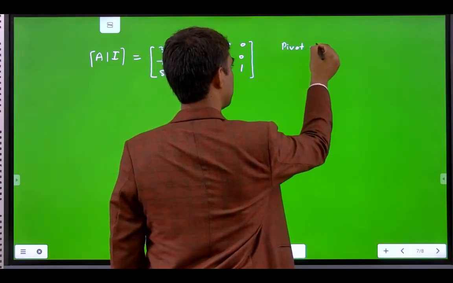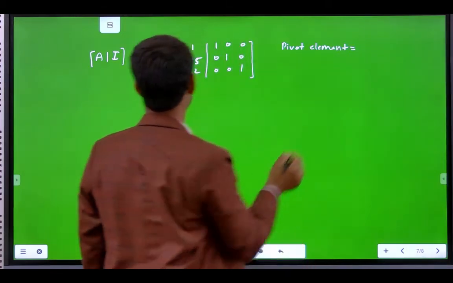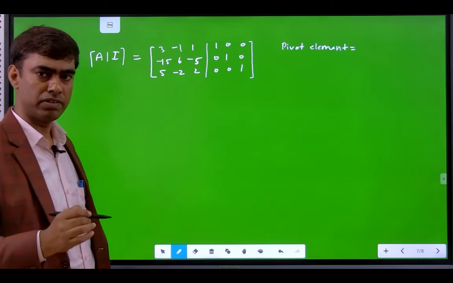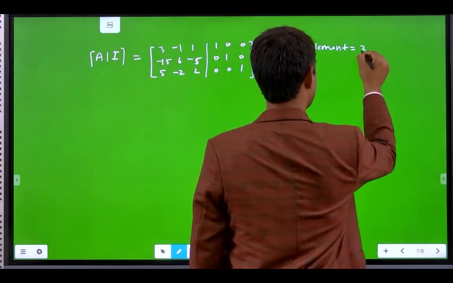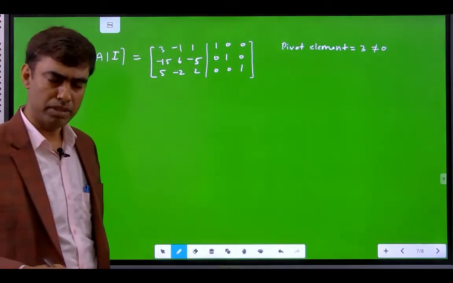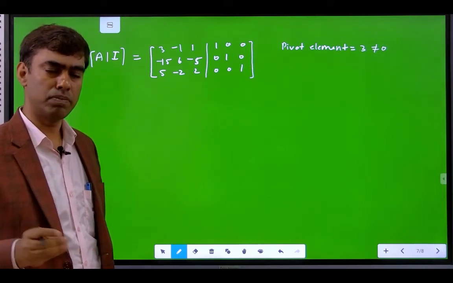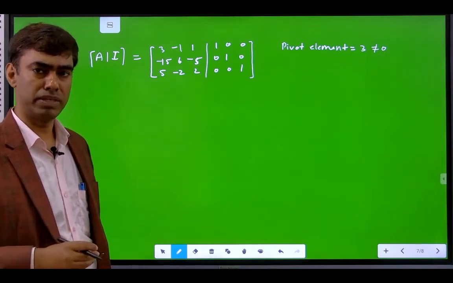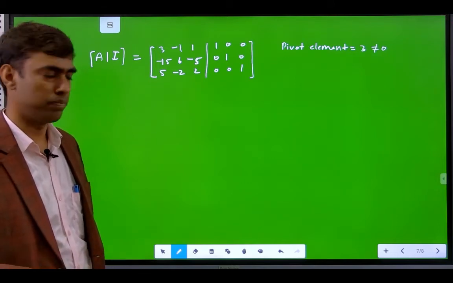Pivot element equals what? The common element of the first row and first column. So this one equals 3, and this does not equal 0. Why am I writing that this does not equal 0? Because we are only able to apply the Gauss elimination method if the pivot element does not equal 0. If it equals 0, then we perform partial or complete pivoting.